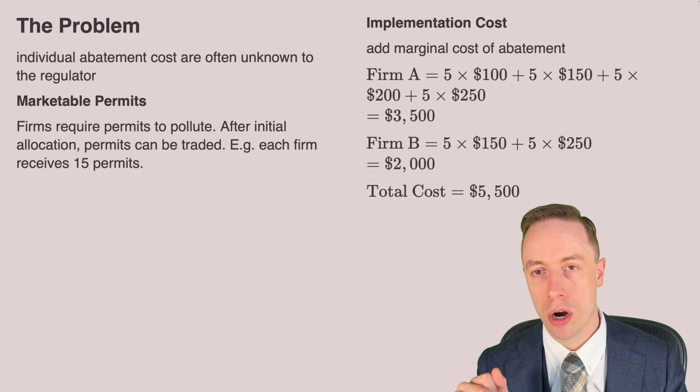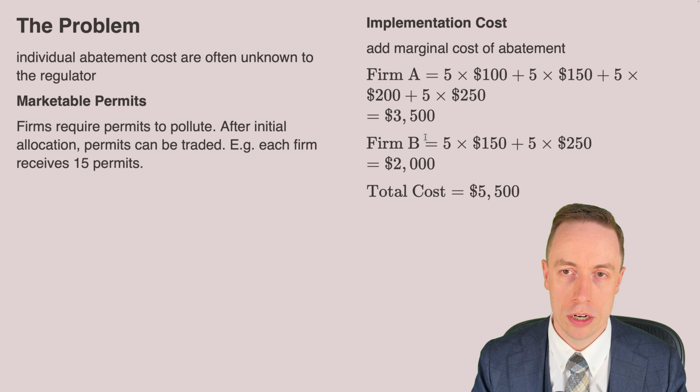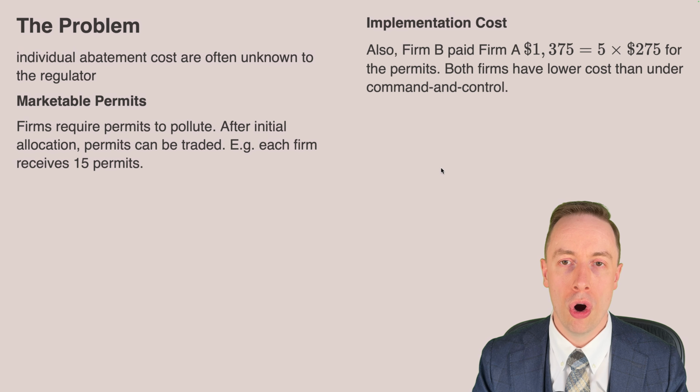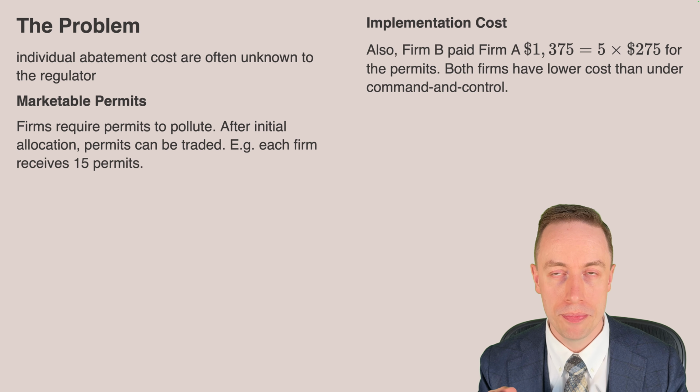With our marketable permit system, keep in mind these firms aren't just spending this much cutting pollution. We also have a trade going on. Firm B paid 5 times $275 to firm A. This is not a social cost, this is just a transfer.